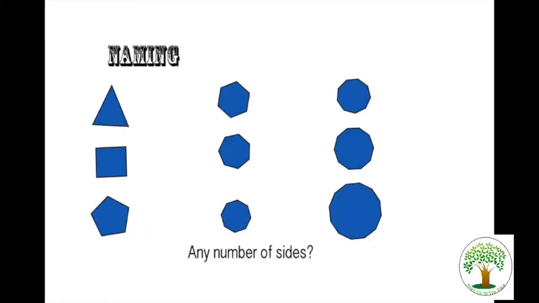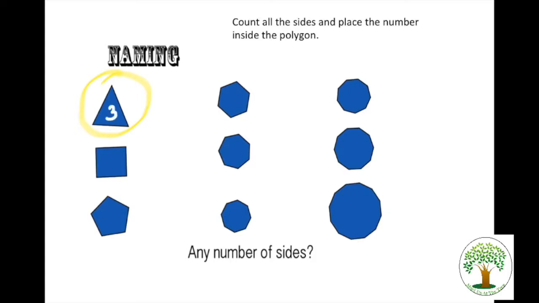At the bottom of your note sheet, we're going to learn about naming polygons based on their number of sides. What I'd like you to do is count all the sides and place the number inside that polygon. For example, this one right here has 3 sides, so I'd like you to write the number 3 inside, and I want you to do that for all of them. We're going to pause the video here and let you do all that, and then come back when you're ready.